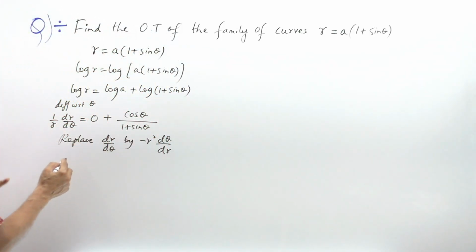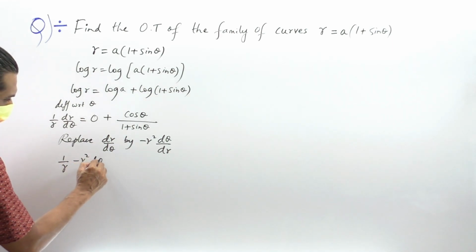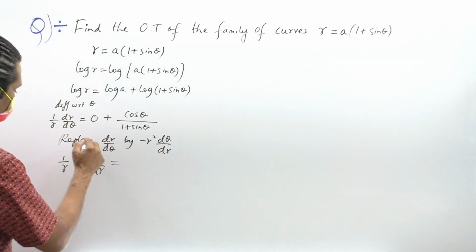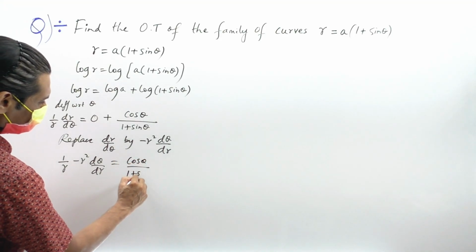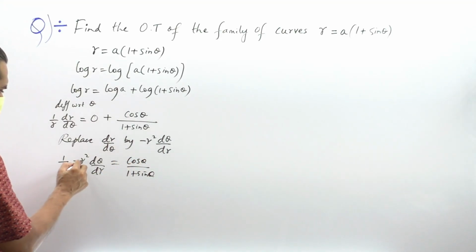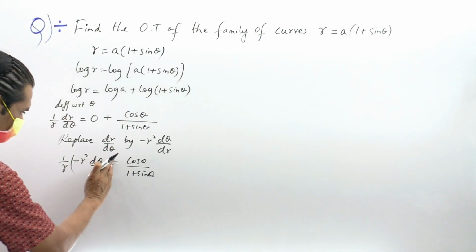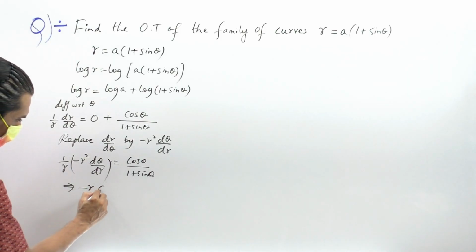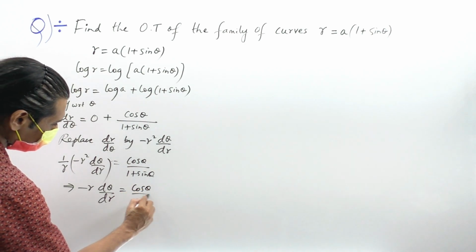Fine. Now we replace it here. In place of dr by d theta, we write minus r square d theta by dr equals what we have here, cos theta divided by 1 plus sin theta. Now see, r and r cancel here. So we have, this implies, minus r d theta by dr equals cos theta divided by 1 plus sin theta.